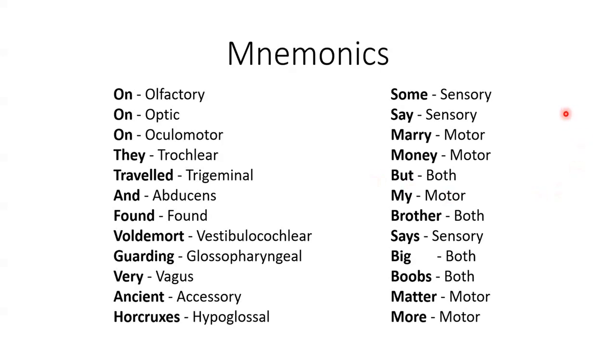Similarly, with whether the nerve is sensory, motor, or both, I find mnemonics really useful. So Disa, for example, told me this mnemonic when I first moved to Canberra about 10 years ago. So some say marry money, but my brother says big boobs matter more. So S is for a sensory nerve, M is for a motor nerve, and B is for both. So our olfactory nerve, for example, is a sensory nerve.